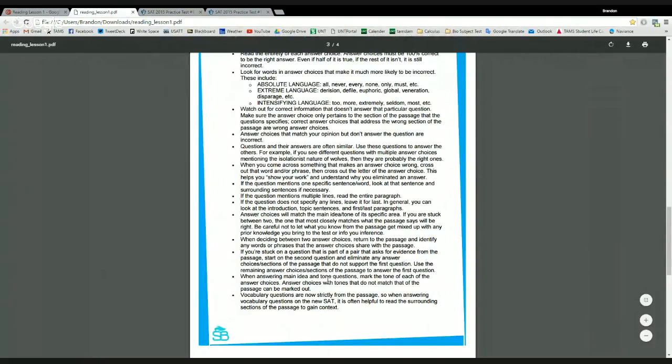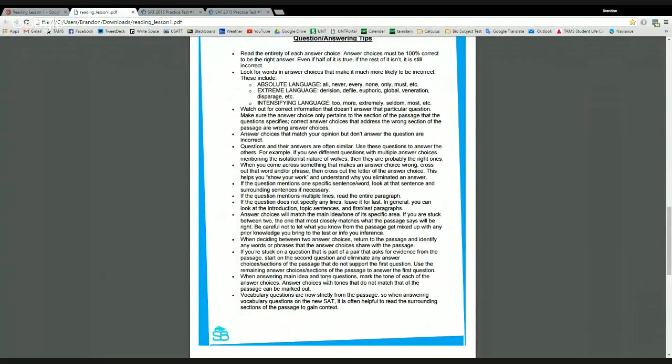When answering questions, mark the tone of each of the answer choices. Again, this tone can be used to mark out answer choices. It's pretty simple with that.